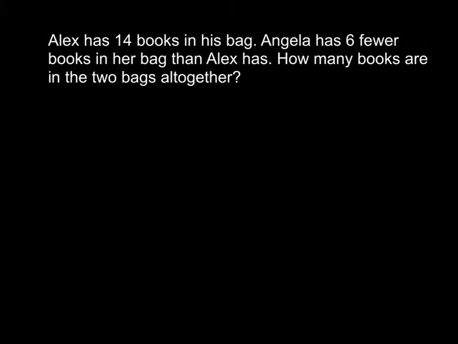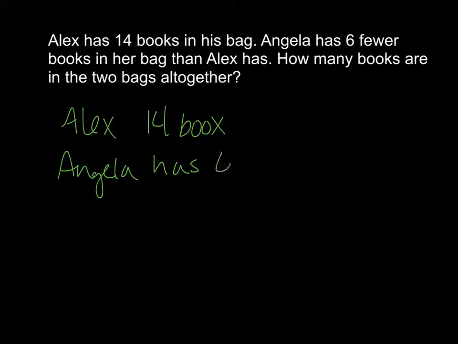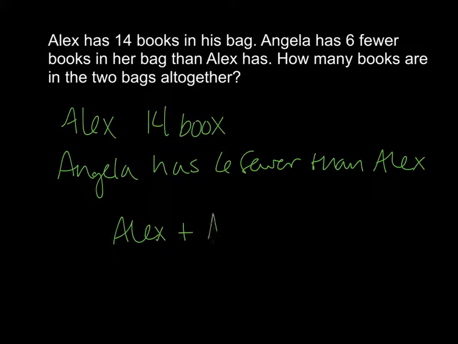Okay, problem 3. Alex has 14 books in his bag. So I'm going to write Alex has 14 books. Angela has 6 fewer books in her bag than Alex. So Angela has 6 fewer than Alex? How many books are in the 2 bags altogether? Okay, so let's see here. Alex has 14 books in his bag. So if we're going to write this out, and we want to figure out all bags together, basically we're taking how many books Alex has plus how many books Angela has to figure out how many total they have, right?